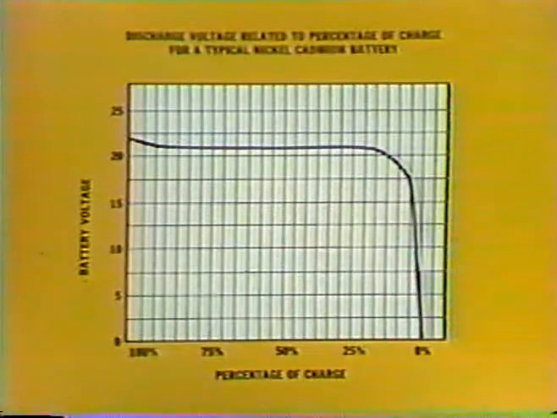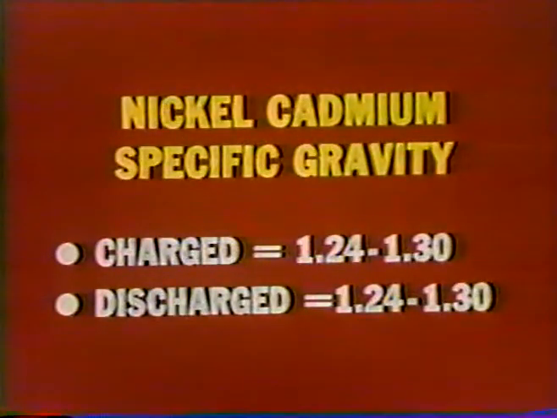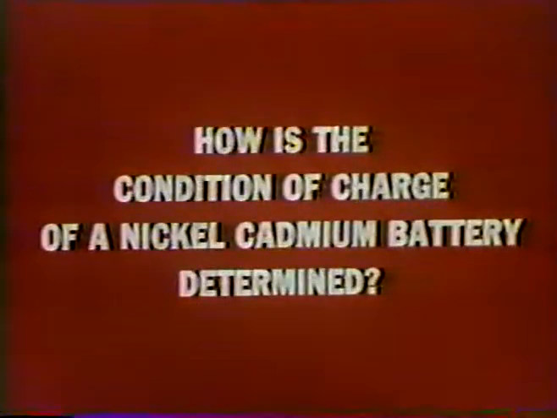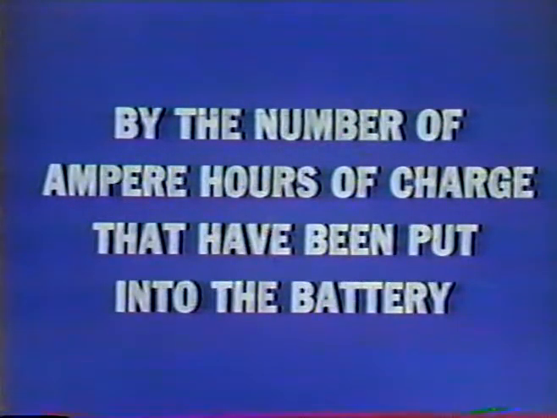One of the characteristics of a NiCad battery is that its constant voltage is held to a point approaching complete discharge. Another is the fact the electrolyte does not enter the chemical cycle. Because of this, there is no simple way to determine the condition of charge, as the specific gravity remains the same in the discharged condition as in the charged condition. The only way to know exactly how much charge the battery has is by the ampere hours of charge put into it. Question: how is the condition of charge of a nickel-cadmium battery determined? By the number of ampere hours of charge that has been put in.